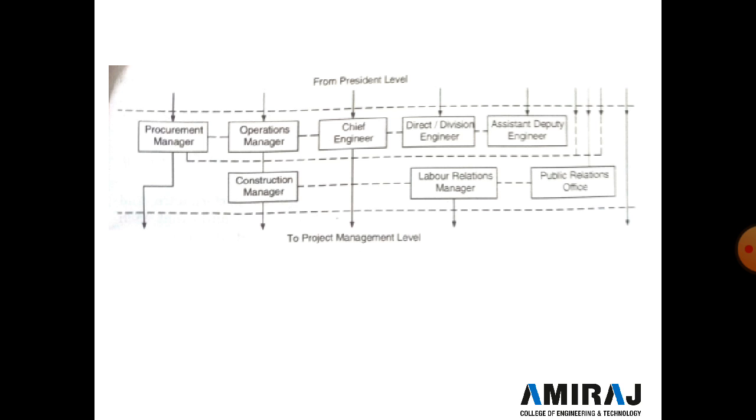And here is the construction management level. Below the president level are the procurement manager, then the operational manager, then the chief engineer, also the division engineer and assistant deputy engineer. These are the officers below the president level. After that are the positions of construction manager, labor relation manager, and public relation officer. These three officer positions are below the different top management.